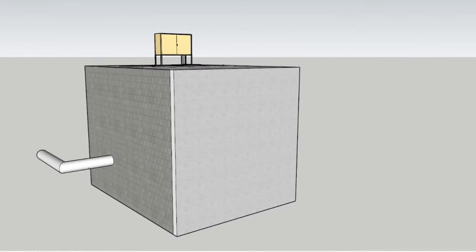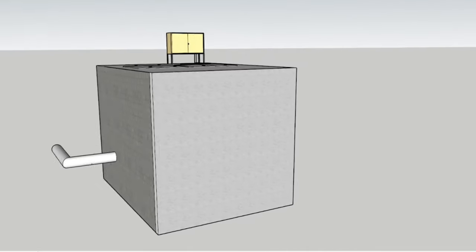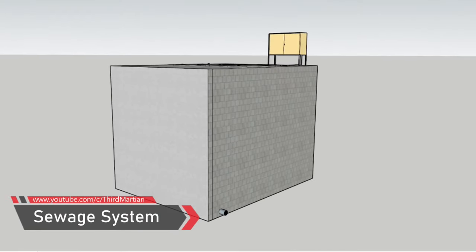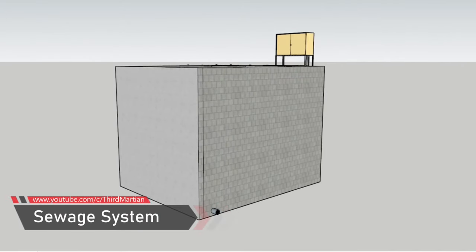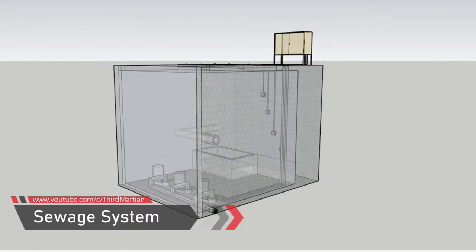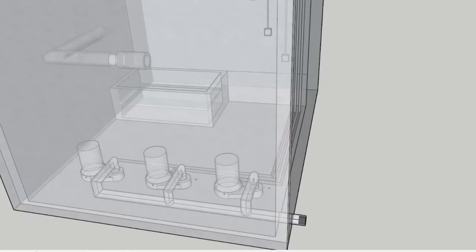A commercial sewage plant is a large-scale sewage treatment plant capable of dealing with wastewater and sewage generated from commercial developments such as hotels, schools, and other commercial buildings. Let's take a look inside the sewage tank.